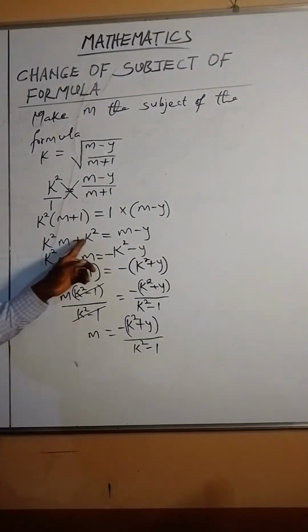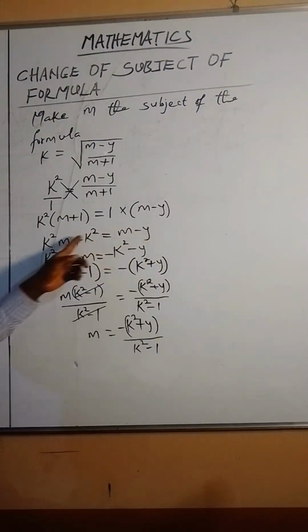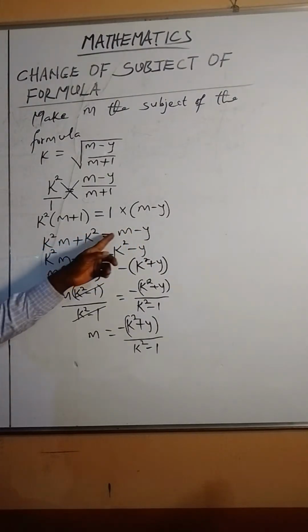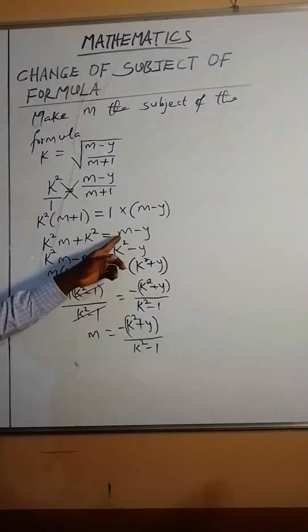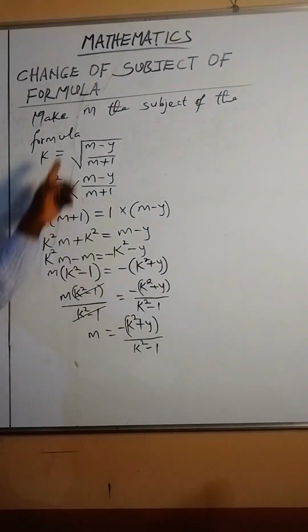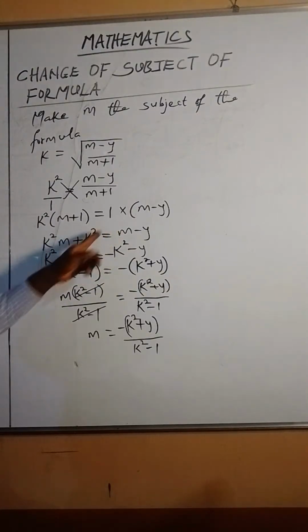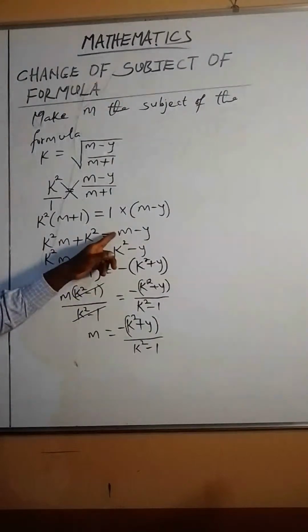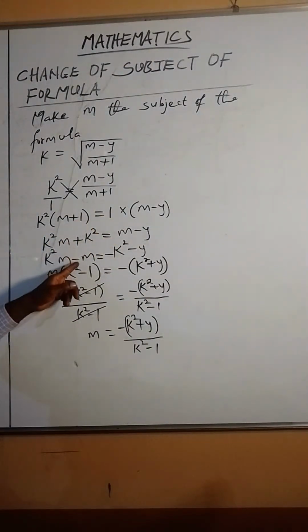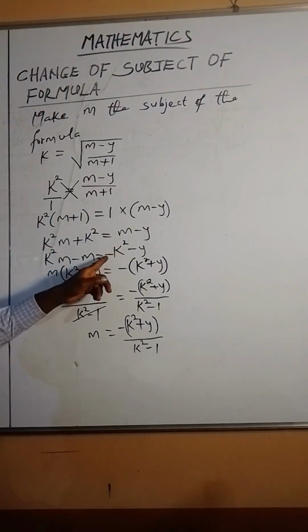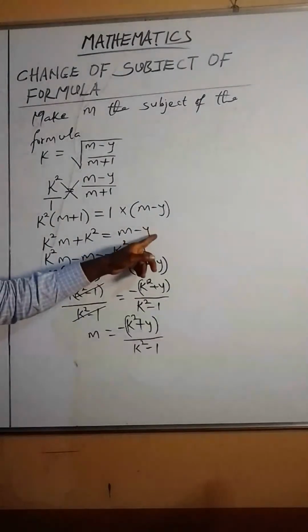At this point, the next option is to collect like terms. Similar terms should be brought together. Don't forget that we are dealing with m. So we have m and m here, and we bring them together: k squared m minus m. The plus m changes to minus when it crosses. Then k squared, when crossing to the other side, changes to minus k squared, then minus y.